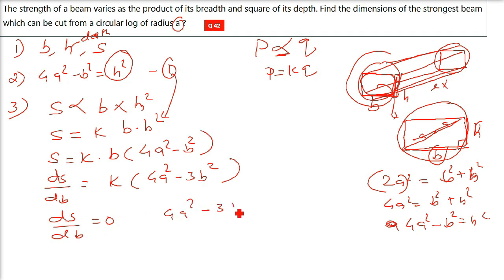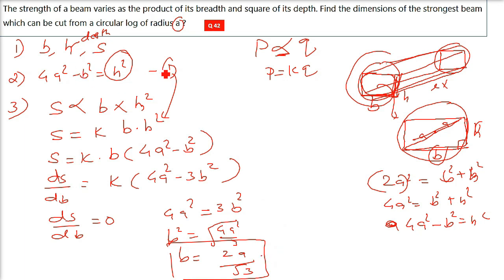4A square will be equal to 3B square. And there will be a relationship between these two, A and B. B is what we have assumed. A is what is given in the question. So B we get as under root 4A square by 3. It will be twice A by root 3. This is your B. Now just take this, B equals twice A by root 3, and put it in equation number 1.